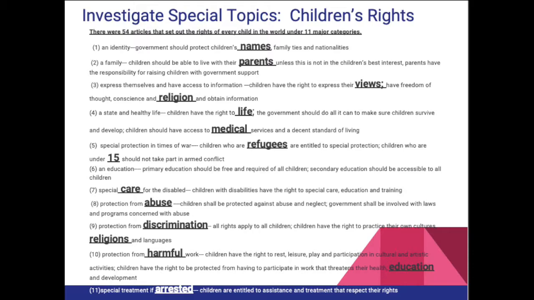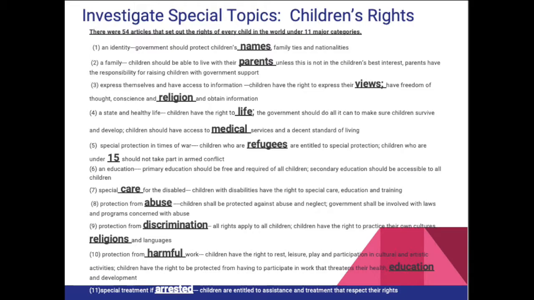Number 9, protection from discrimination. All rights apply to all children. Children have the right to practice their own cultures, religions, and languages. Number 10, protection from abuse. Children shall be protected against abuse and neglect. Government shall be involved with laws and programs concerned with abuse.